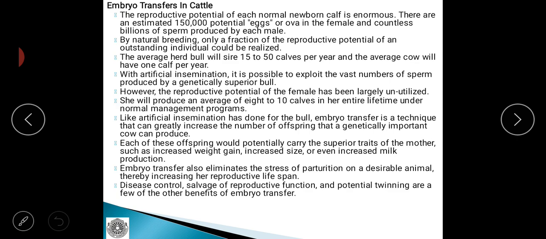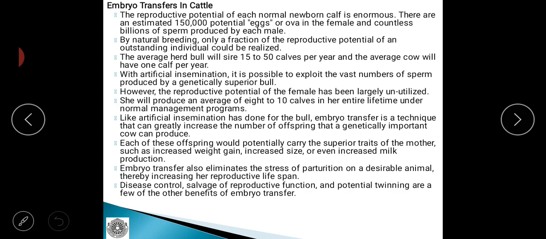Like artificial insemination has done for the bull, embryo transfer is a technique that can greatly increase the number of offspring that a genetically important cow can produce. Each of these offspring would potentially carry the superior traits of the mother, such as increased weight gain, increased size, or even increased milk production also.